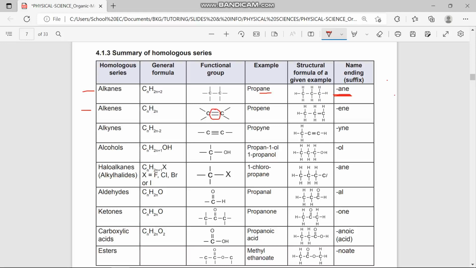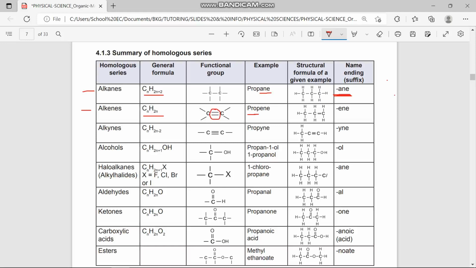As you can see, let's go back to the general formula, CnH2n. This means that alkanes and alkenes can have the same number of C atoms. For example, the compound is going to start with prop, meaning the same three C atoms, but different H atoms. Alkanes will have many more hydrogen atoms than alkenes, as you can see from the general formula.